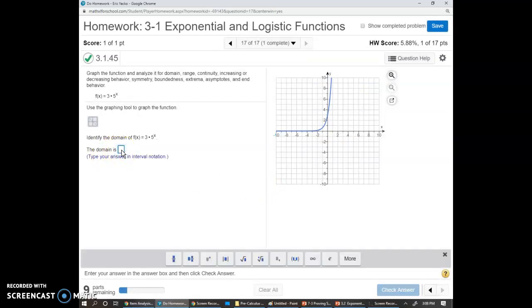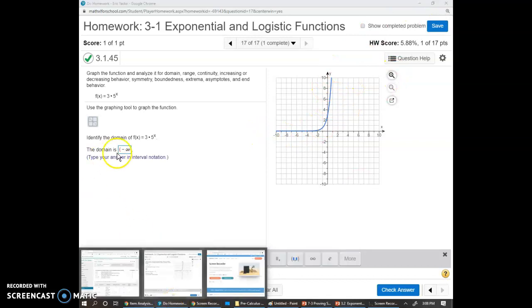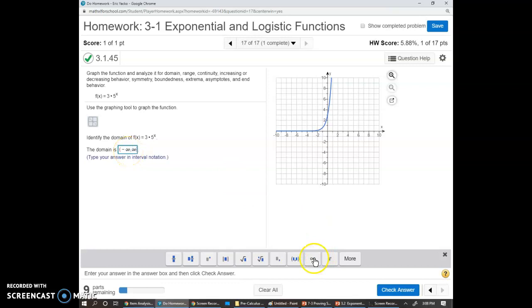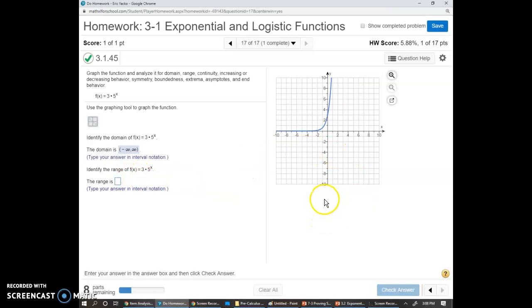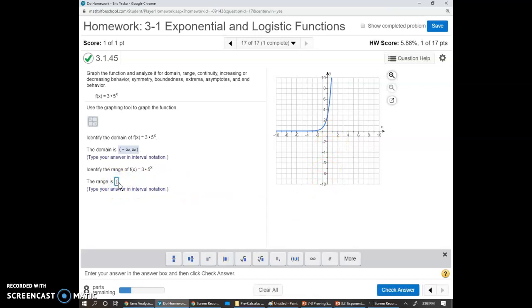Okay, domain, that's the possible x values. And guess what? The graph is going from negative infinity, and it keeps on going, all the way to infinity. So let's get that in there. All right, the range. Now notice the y values. There is no y values that are shaded here, so the range is basically everything from 0 upward. Now, it actually doesn't touch 0 because it has a horizontal asymptote at y equals 0. So the y values go from 0 to infinity.